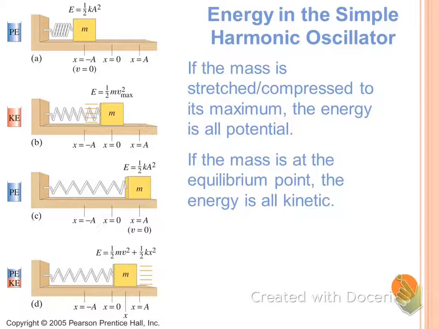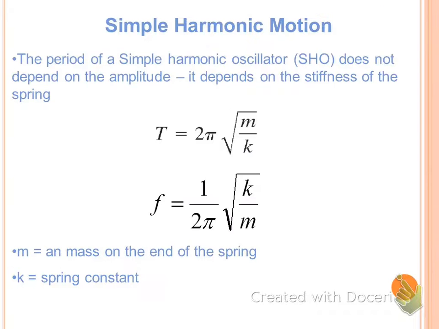As it stretches to its maximum, it's got all what? All potential. Good. And then at part D, it's somewhere in between the two. It's still in motion back to its equilibrium point, but it's still being stretched a little bit. So we've got both of those types there. Does that kind of make sense?